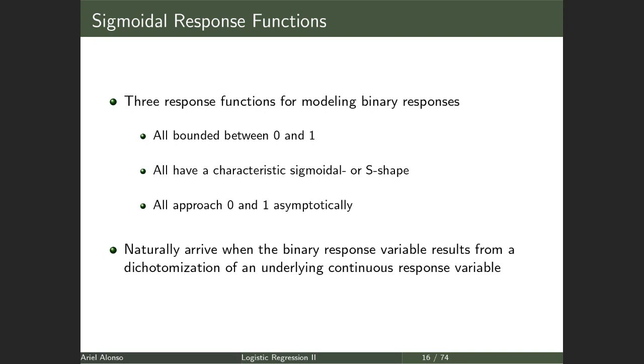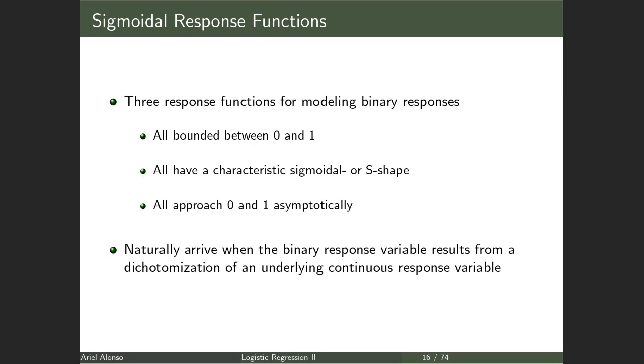And why are they special? Because when you use the canonical link, you have this very nice property that the Hessian doesn't depend on the response. And that means that the expected Fisher information is equal to the observed Fisher information. I mean, minus the Hessian is equal to the expected minus the Hessian, because the Hessian doesn't depend on the response. And that means that Newton-Raphson and Fisher scoring are essentially the same algorithm, and that's a good thing.